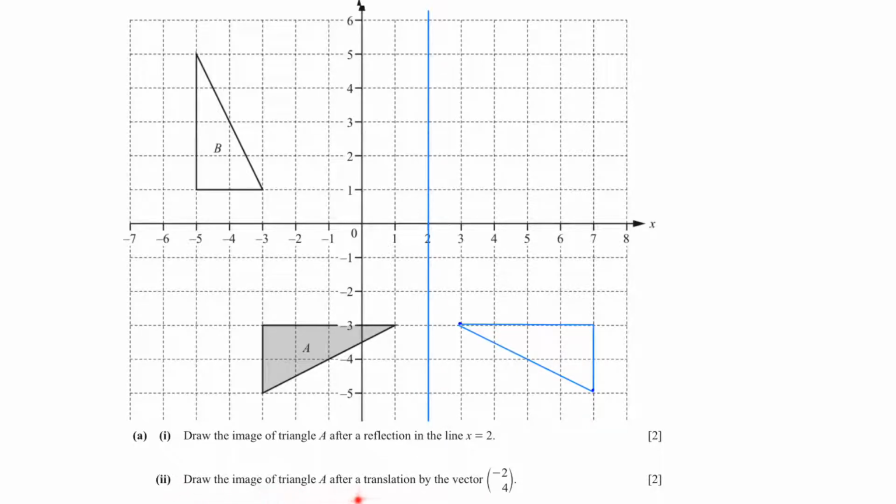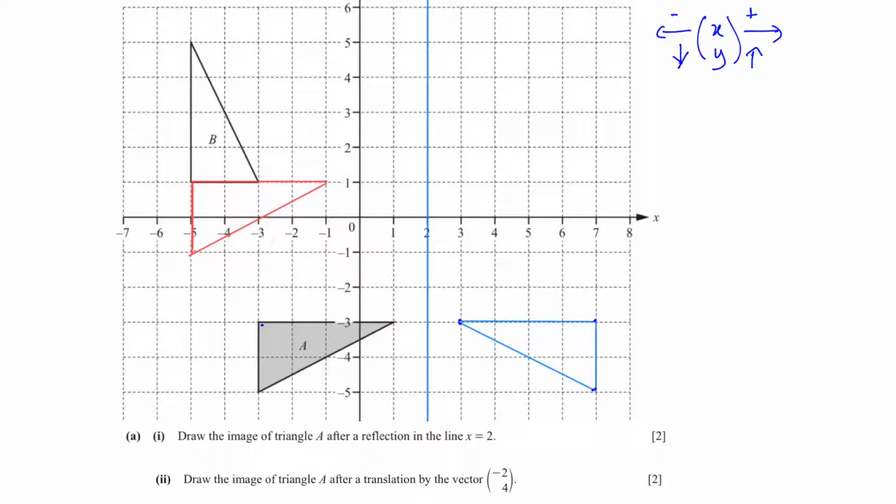In A2, draw the image of triangle A after translation by the vector -2, 4. The thing you should know about vector transformation is that your top number is x and the down number is y. If it's positive, it will move x units to the right and y units up. If it's negative, your point will move to the left and the y unit will go down by that number. So we have -2 and 4. So let's take one point. Let's take this point. It will move 2 units left and it will go 4 units up. This is how your A2 will look like. We chose one point and then you measure it 4 here, 2 down, and join the 2 points together.